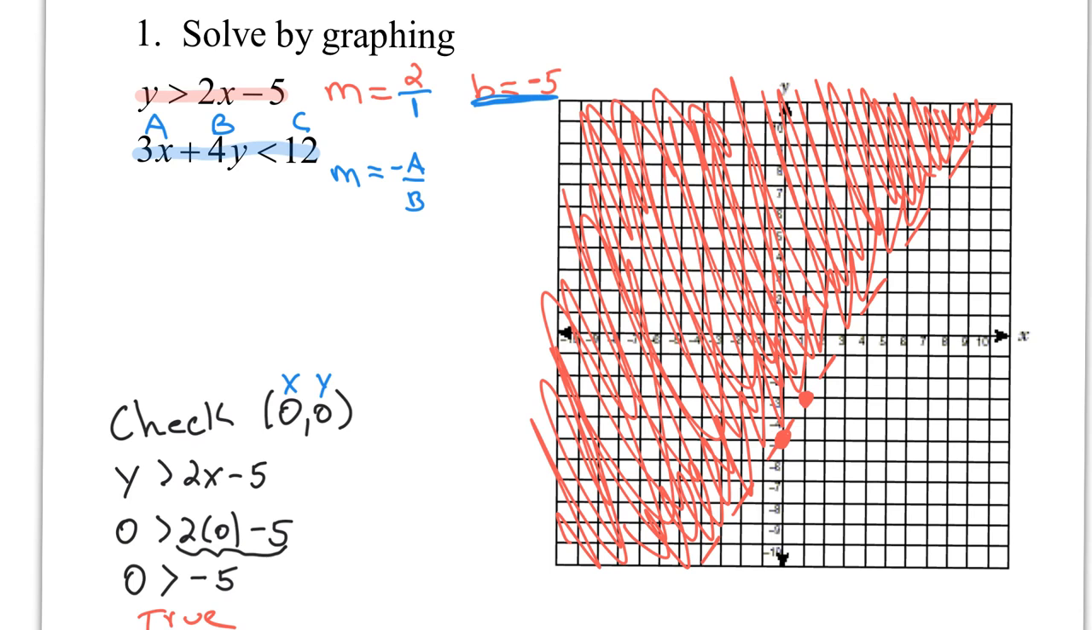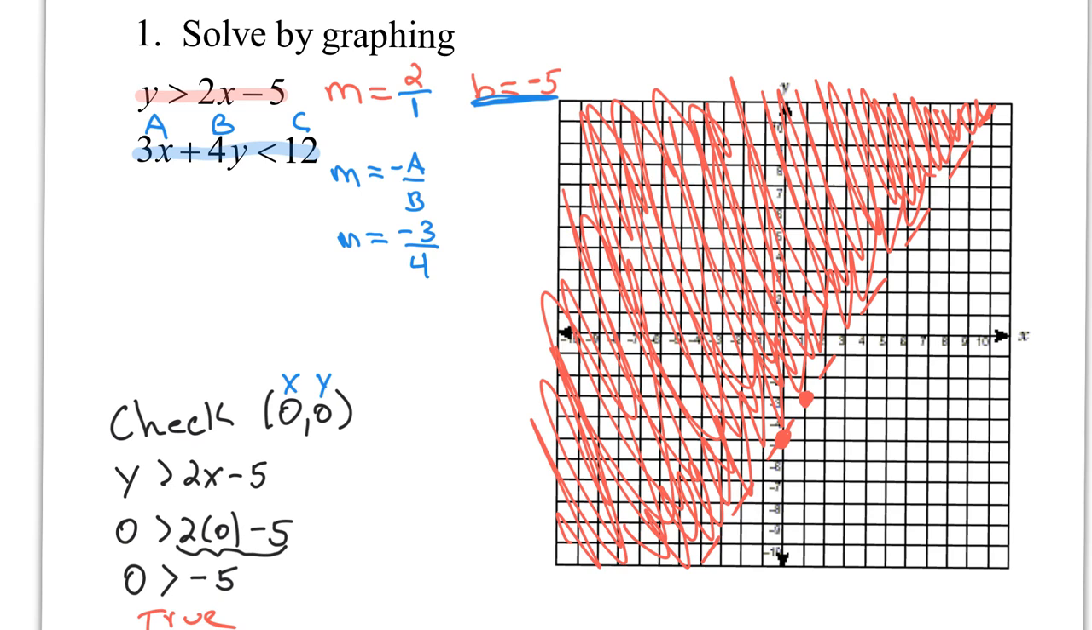So when you take the opposite of a, we have a positive a, 3, the opposite is negative. We have, for my slope, negative 3 over b. Do not change the sign of b. If it's negative, it stays negative. If it's positive, it stays positive. So my slope is negative 3 over 4.